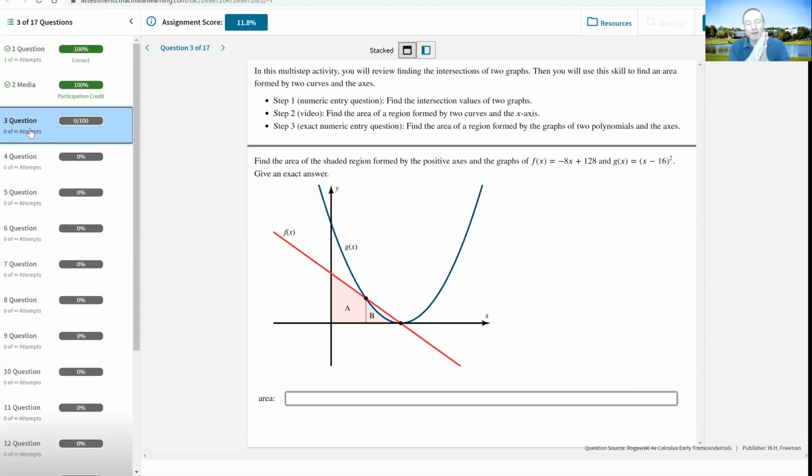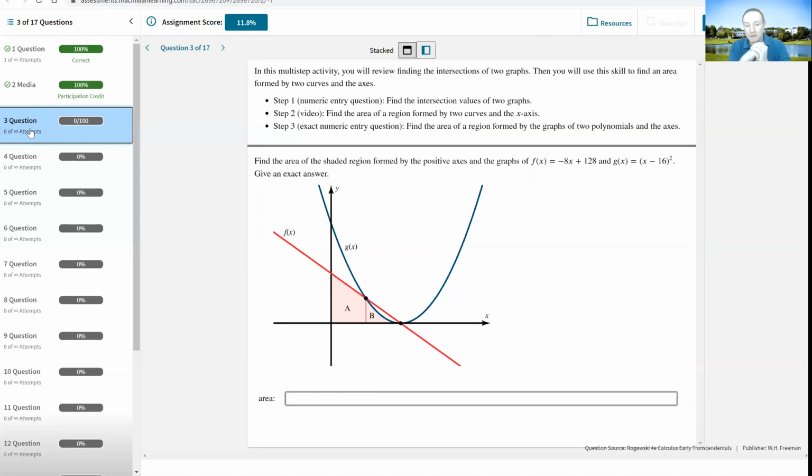And you know that the red linear function f of x is negative 8x plus 128. And then our other function g of x is x minus 16 quantity squared. So it's just a parabola shifted right 16 units. Now, whenever we're doing this, we have to realize that we cannot find region A and region B in the exact same integral. Region A, the top curve, is going to be f of x. The bottom curve is your x-axis, or y equals 0.